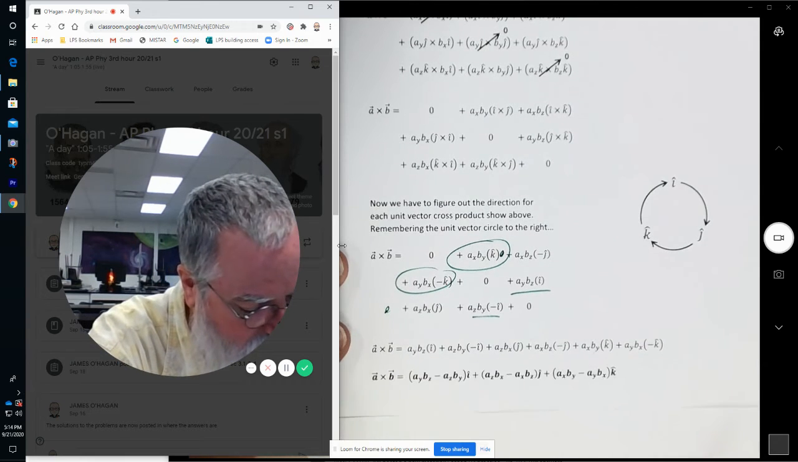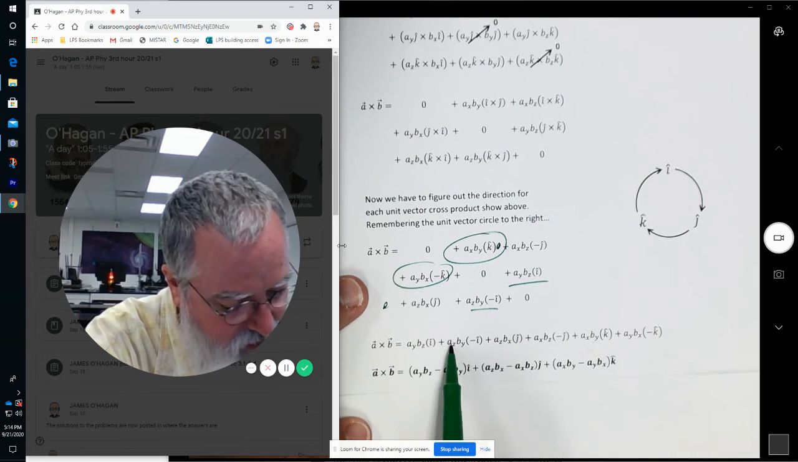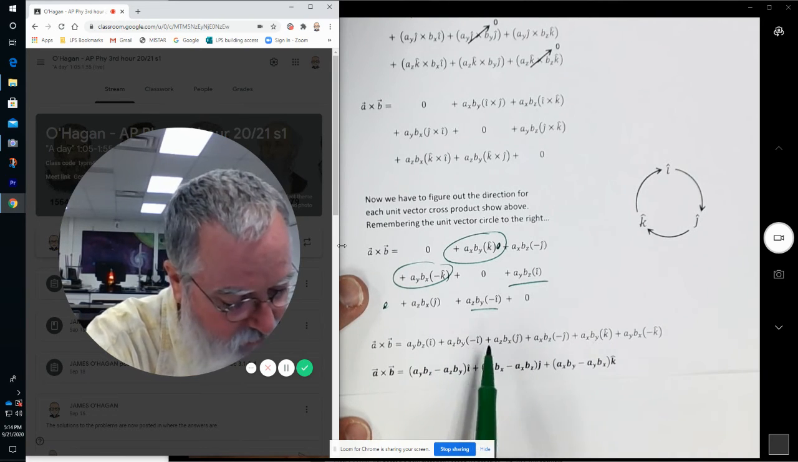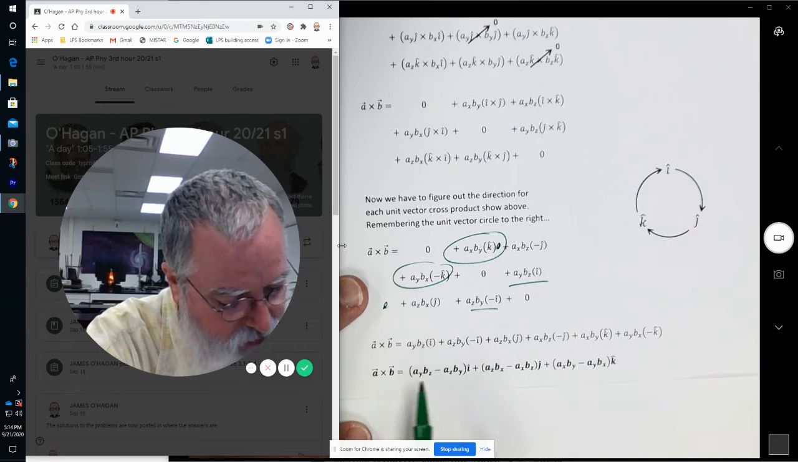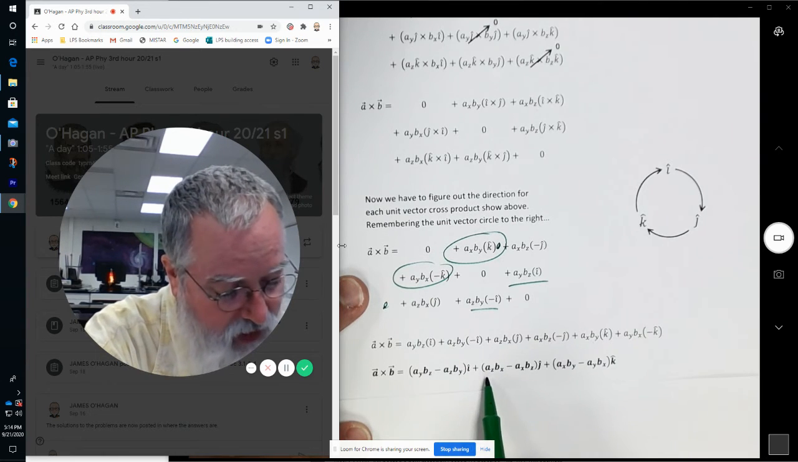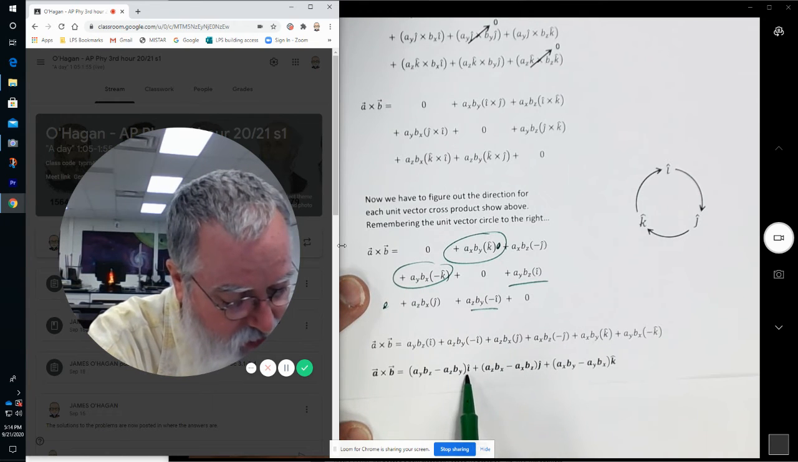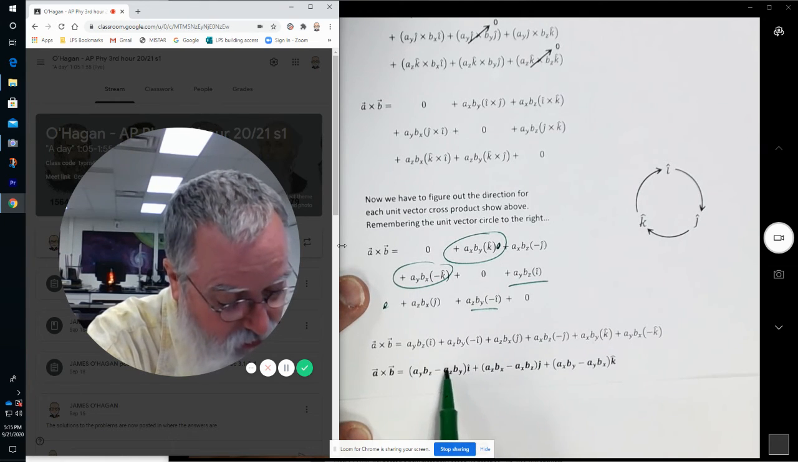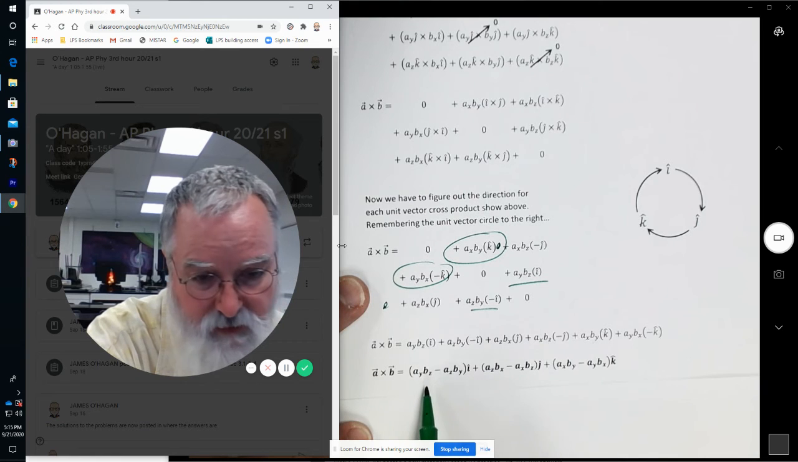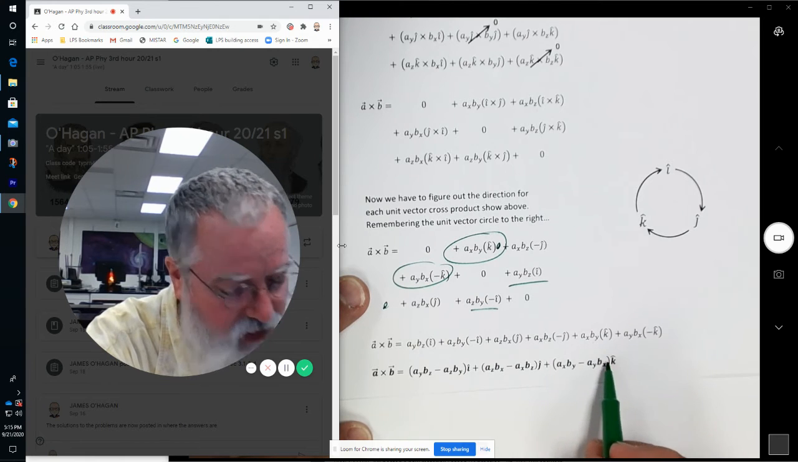All right, now just finish it up. I'm going to pull out the scalar parts along with a negative if there is one, and we end up with A cross B equals AYBZ minus AZBY, and that's all in the I direction. I'm going to add to that AZBX minus AXBZ, and that's in the J direction. Notice the direction is always perpendicular to the things that are inside the parentheses. All right, last one. AXBY minus AYBX, that's in the K direction.